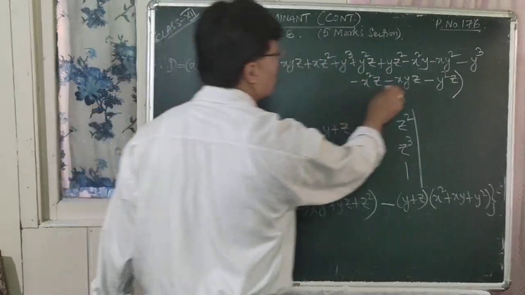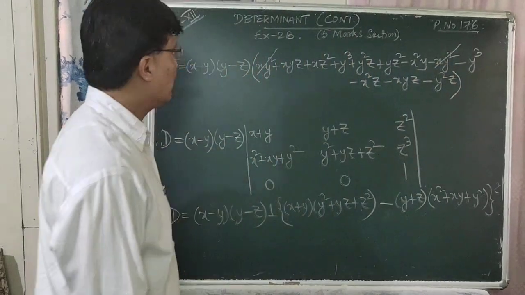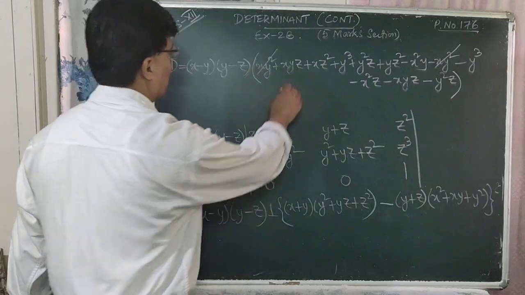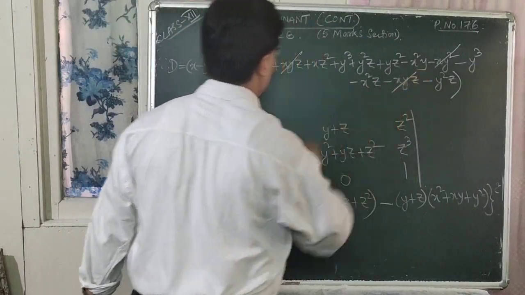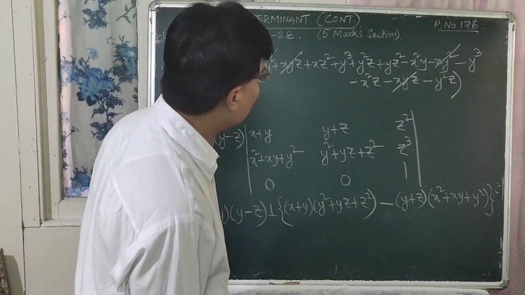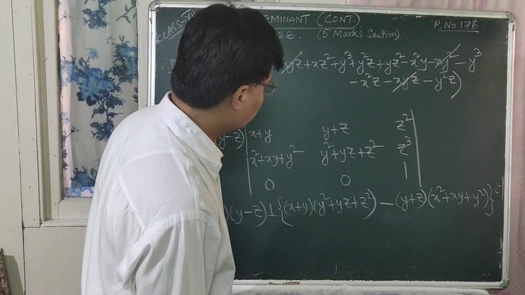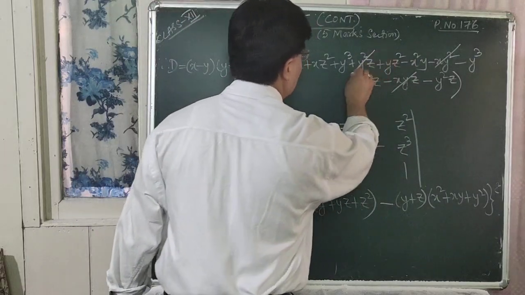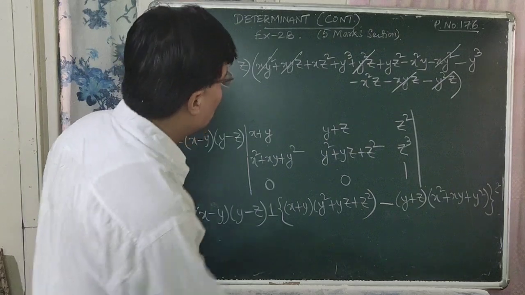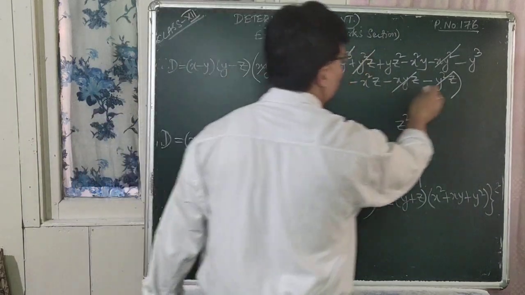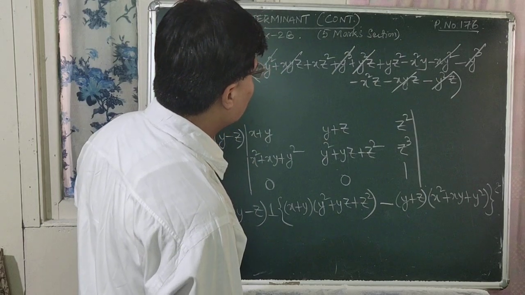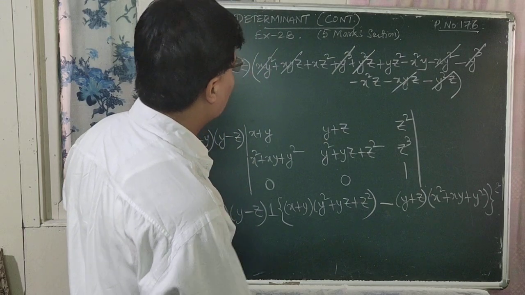This plus x square y minus x square y can be cancelled. Then this one, plus xyz minus xyz, can be cancelled. Next, this plus y square z minus y square z. Then plus y cube minus y cube can be cancelled. So is there any other term that you can cancel here?